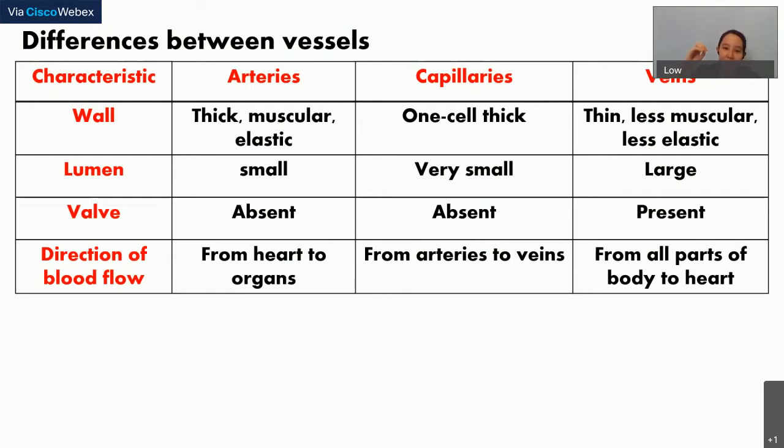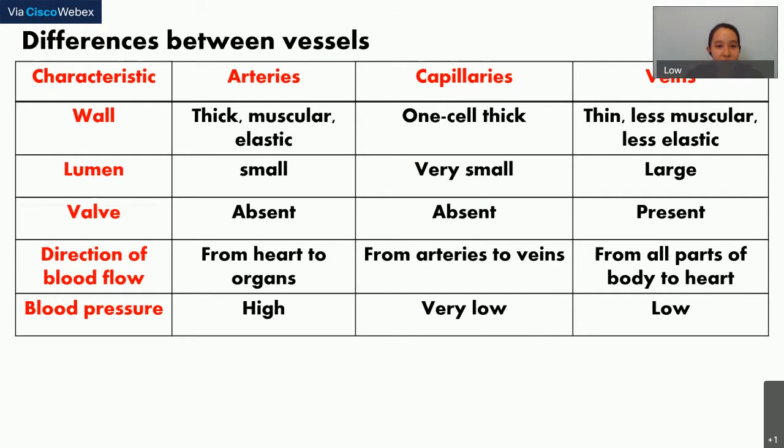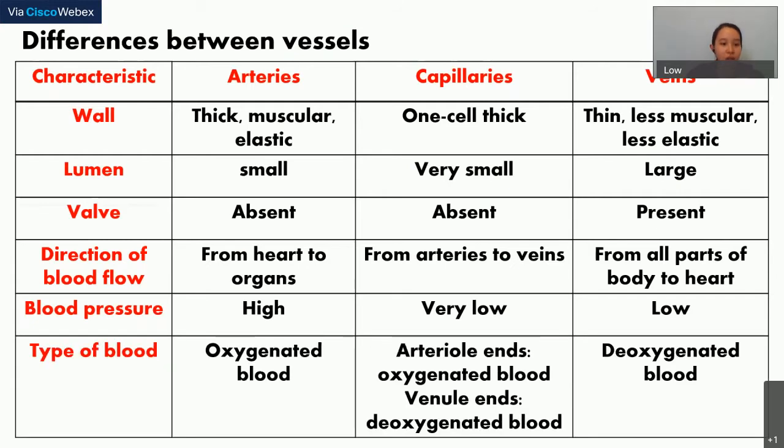The arteries carry the blood from your heart to all the organs, and the capillaries take from the arteries and pass to the veins. It's like in the middle. And the veins carry your blood from all parts of your body back to the heart. The blood pressure in arteries is very high, and in the capillaries it is quite low, and the veins have a low blood pressure. And what type of blood is carried by the arteries, capillaries, and veins? So arteries carry oxygenated blood.